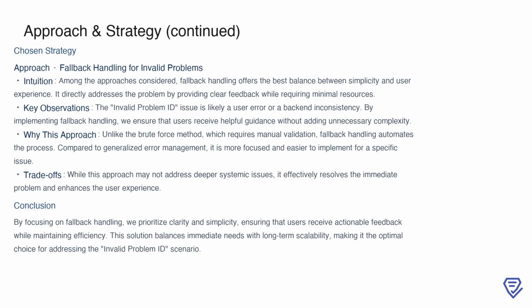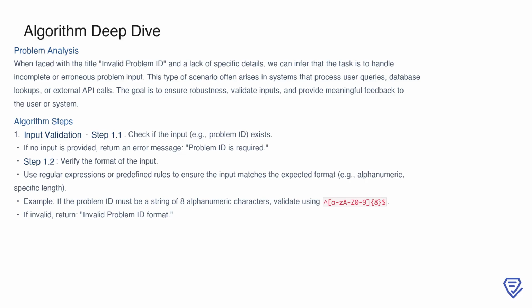In conclusion, fallback handling prioritizes clarity and simplicity, creating a solution that is both efficient and scalable. By addressing the immediate needs of users while maintaining ease of implementation, this strategy offers the optimal balance for resolving the invalid problem ID scenario effectively. When working with a problem titled Invalid Problem ID, and limited information is provided, the challenge often centers on dealing with incomplete or erroneous inputs. This is a common scenario in systems that process user queries, interact with databases, or integrate with external APIs.